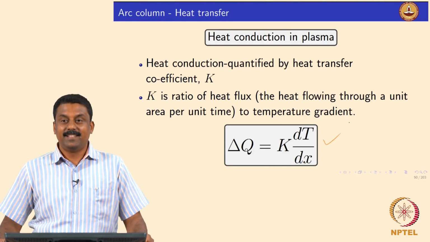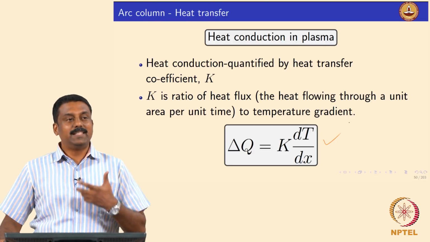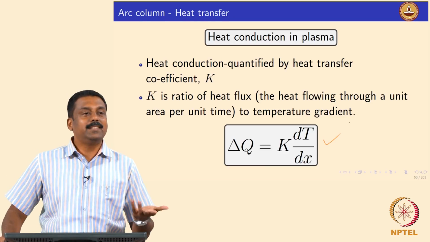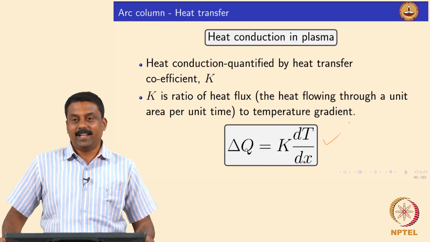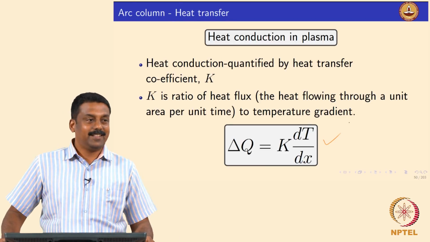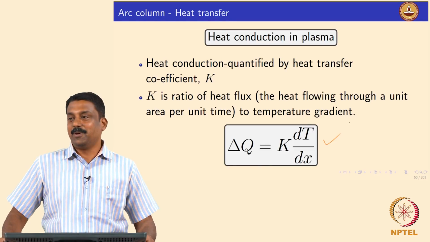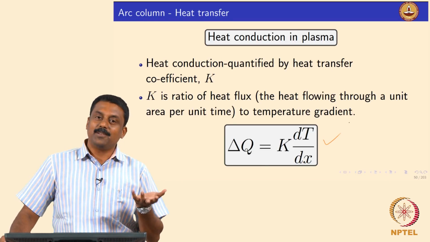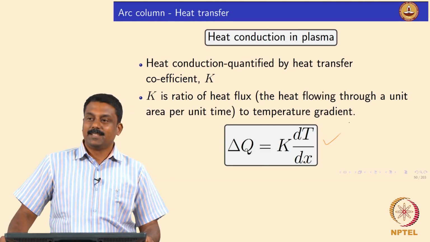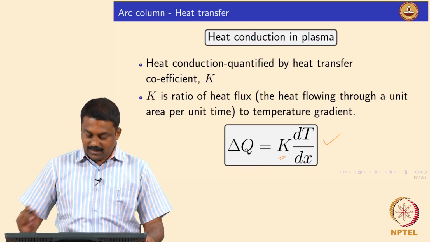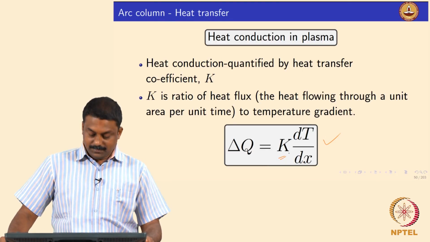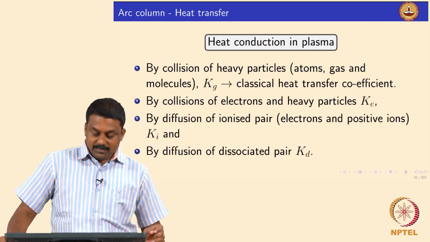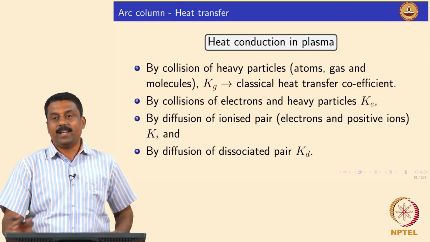isn't it? The proportionality constant is K. What is that K? It is a heat transfer coefficient, whereas in an arc a lot of other things can also happen, isn't it? So, the K, the heat transfer coefficient, right, can happen by 4 ways again.